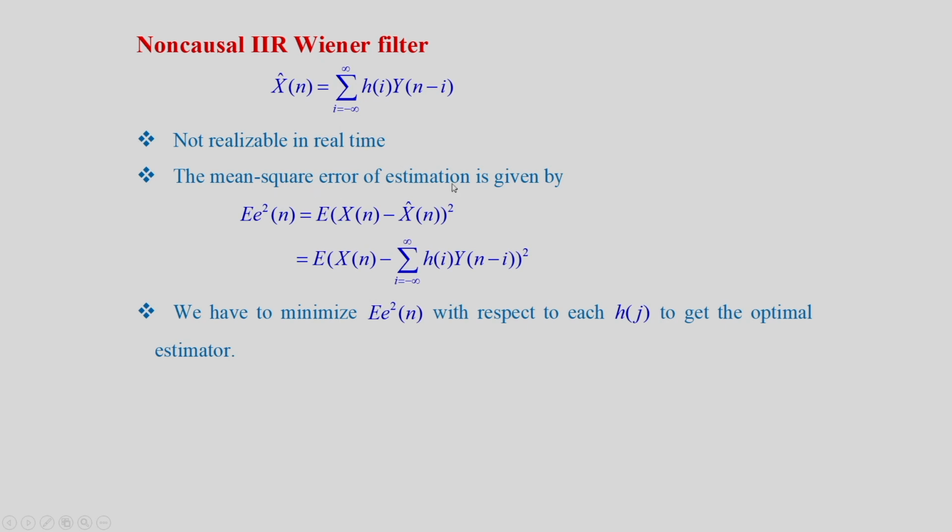Now, the mean square error of estimation is given by E of e square n, that is E of (x(n) minus x hat at n) whole square, and this I can expand as E of (x(n) minus summation h_i into y(n minus i), i going from minus infinity to infinity) whole square. So, this is the E of e square n. We have to minimize E of e square n with respect to each h_j to get the optimal estimator. So, we have to optimally estimate these h_j's.